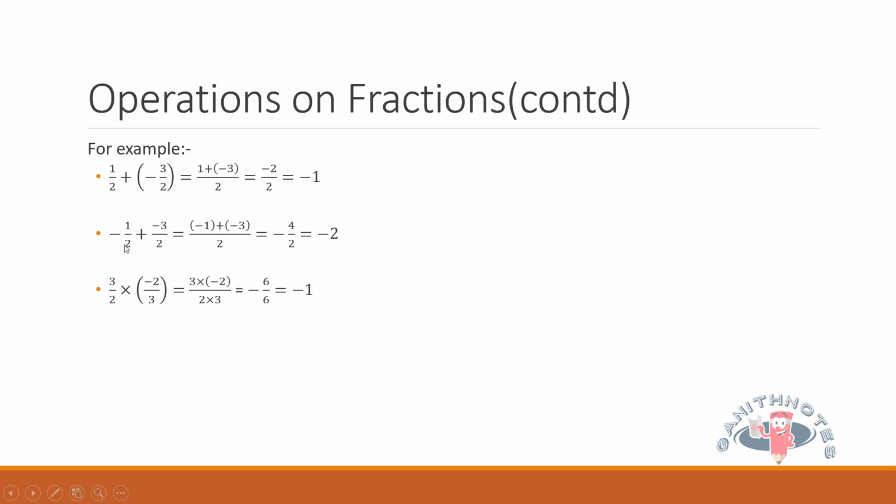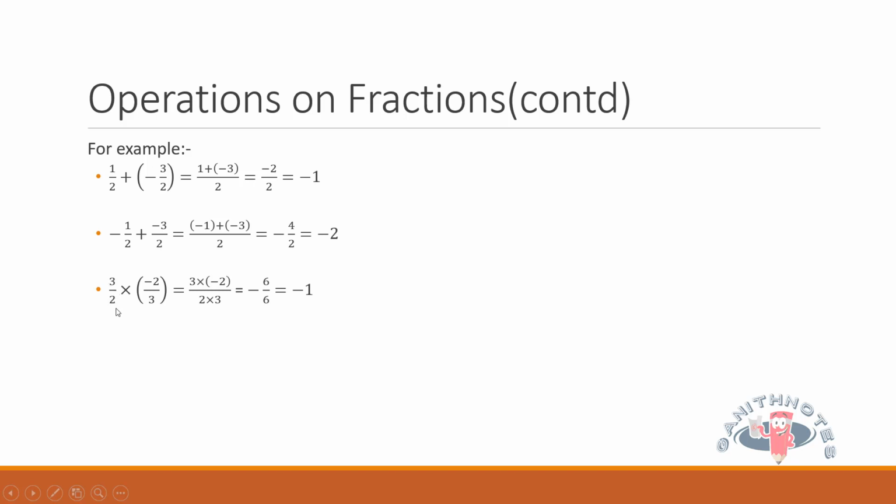Next example is addition of two fractions which are negative, both negative. So minus 1 by 2 plus minus 3 by 2 is equal to, both have the same denominators, so you just have to add up the numerators. So minus 1 plus minus 3 the whole divided by 2, which is equal to minus 4 divided by 2, which is equal to minus 2. I have just simplified all these fractions by cancelling out the common values between numerators and denominators. If you write like this also, it's same, but I just simplified to make it easier.